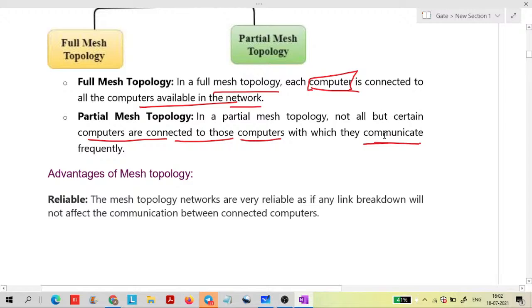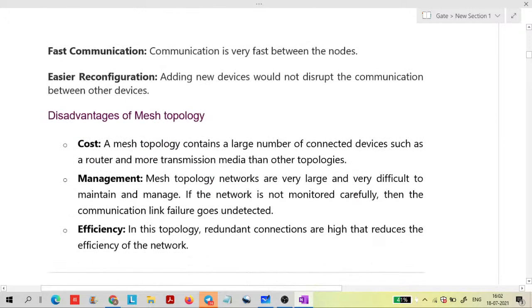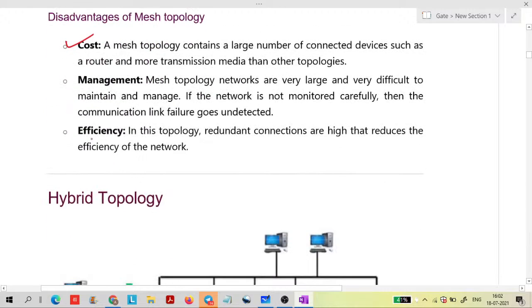The advantage of mesh topology is that networks are very reliable, as if any link breaks down, it will not affect the communication between the connected computers. It also gives faster communication and easier reconfiguration. The drawbacks are cost, as a large number of connected devices such as routers or more transmission media are needed, and management of the topology is a difficult task, as is efficiency.